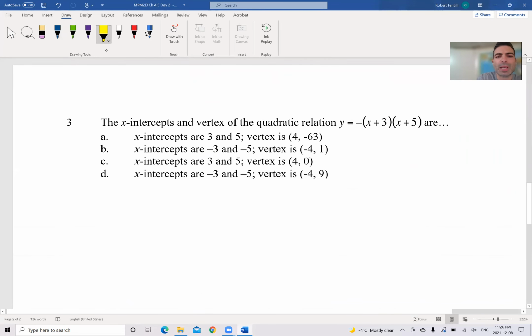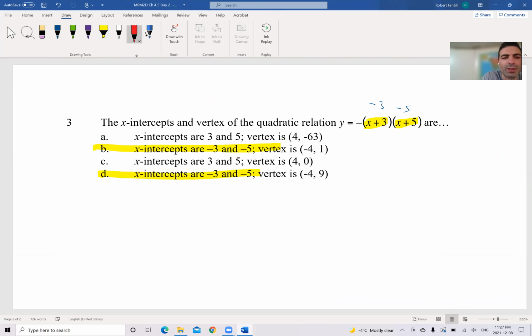The x-intercepts and the vertex of this quadratic relation are, well, looking at this right away, I can see what my x-intercepts are. They're going to be -3 and -5. So I'm looking at what I have here, and I see B has -3, -5, and D has -3, -5. So automatically A is out and C is out. I wish that was going to be the only thing I had to look at, but now I have to figure out what the vertex is. Is it (-4, 1) or (-4, 9)?